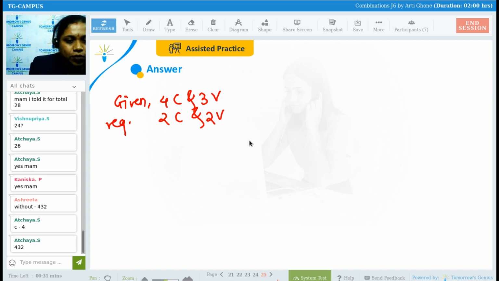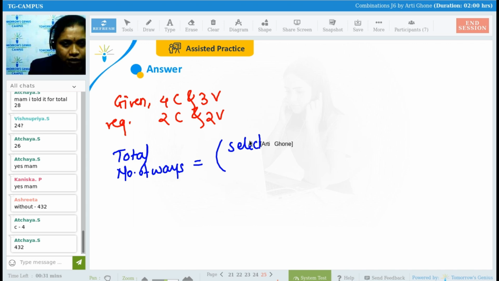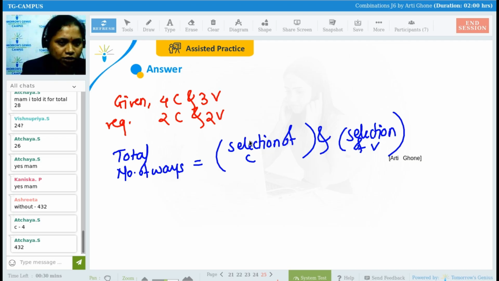Now see how many arrangements of consonants are there to form the word. Total number of ways is equal to selection of consonants and selection of vowels. This is clear. Selection of consonants and selection of vowels together will form a 4-letter word. Now, one more thing: those 4 letters are interchanging their positions. Yes or no? See how simple I am giving it.